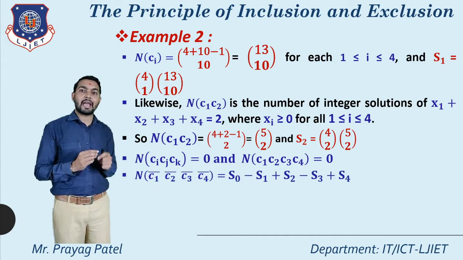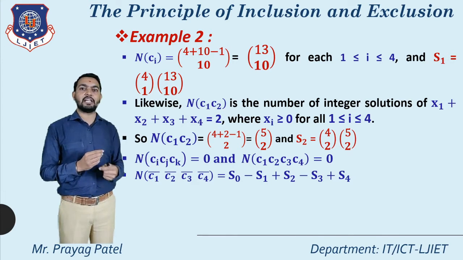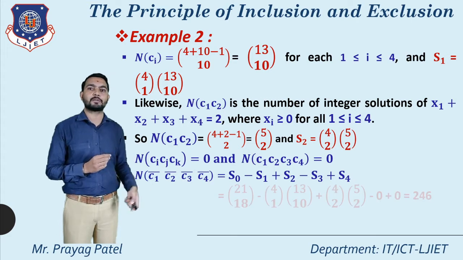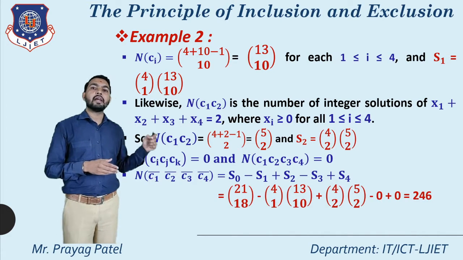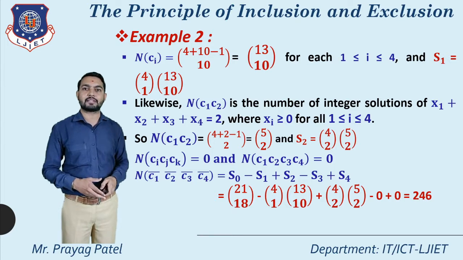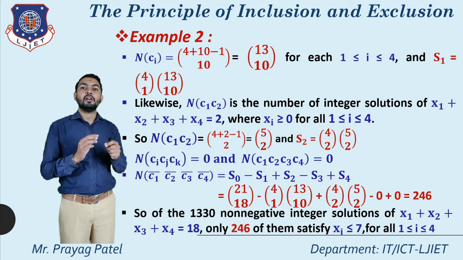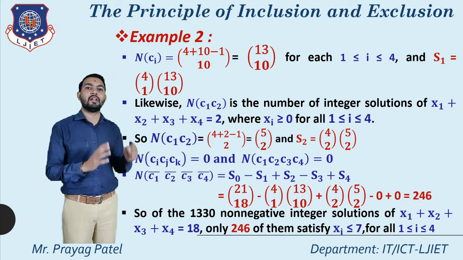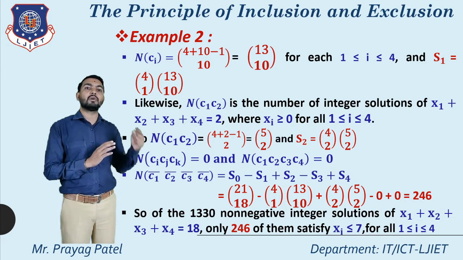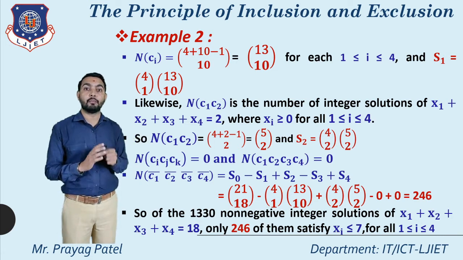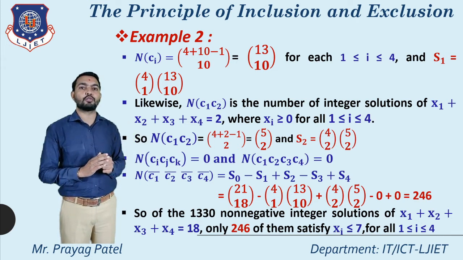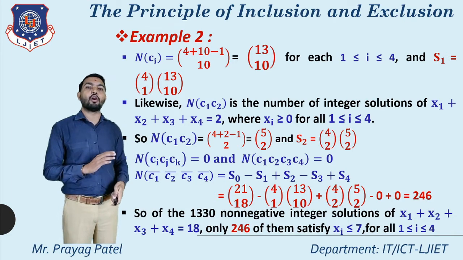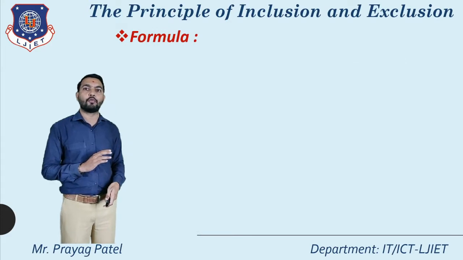So our next equation is n C1 dash, C2 dash, C3 dash, C4 dash, which is equal to S0 minus S1 plus S2 minus S3 plus S4. Now put all the values here and we get the value 246. That means we can consider that in total 1330 non-negative integer solutions are possible for x1 plus x2 plus x3 plus x4 equal to 18. But only 246 solutions are possible for our condition xi less than or equal to 7 for all 1 less than or equal to i less than or equal to 4.